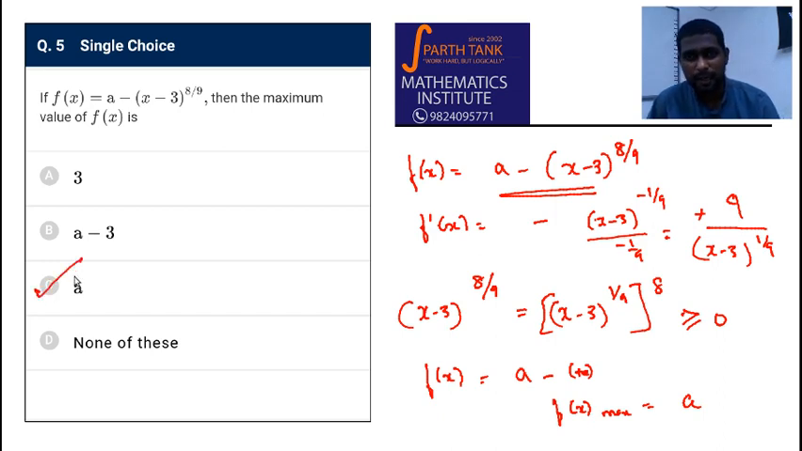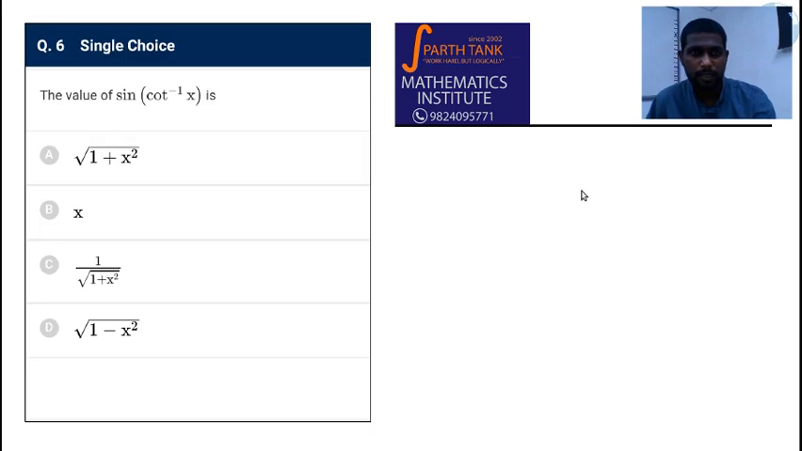No calculation needed at all, and no worry about x to the power 9. Only to realize that this whole thing is a positive number. Okay, let's move to question number 6.